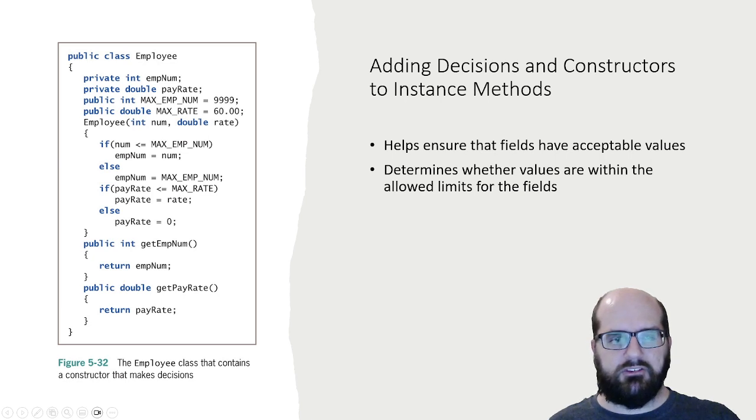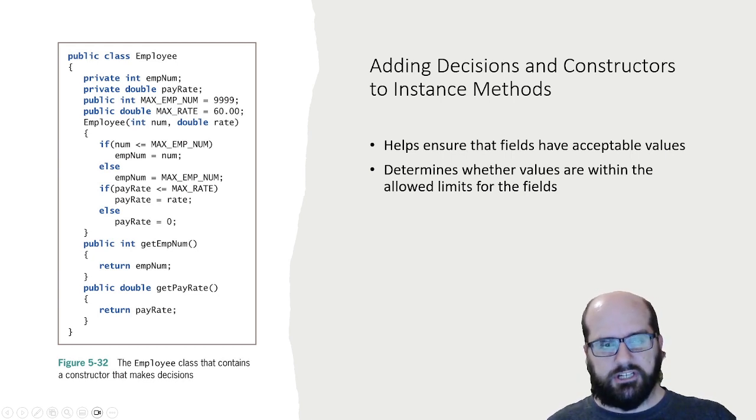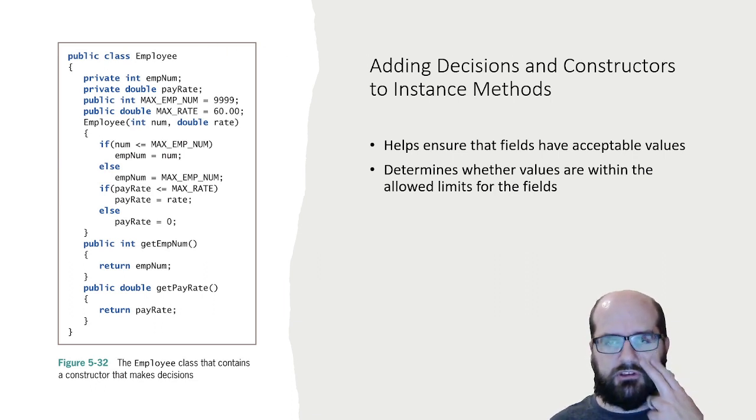The pay rate needs to be less than or equal to the max rate. Then we'll assign rate to pay rate. Otherwise, we make pay rate 0. All right, so y'all can see how the constructor has been modified here to ensure that we have acceptable values within those fields. All right, that's where we're going to stop Chapter 5.